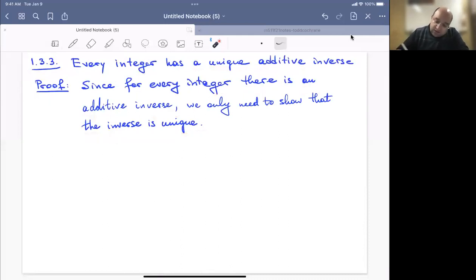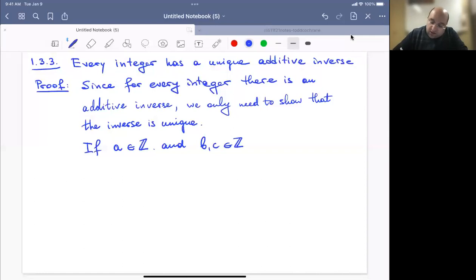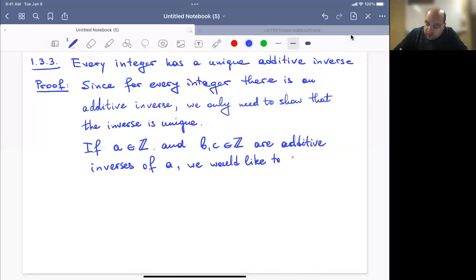So what that means is, if A is some integer in Z, and let's say B and C are additive inverses of A, we want to show that B is equal to C. That means the inverse is unique. So how do we show that?